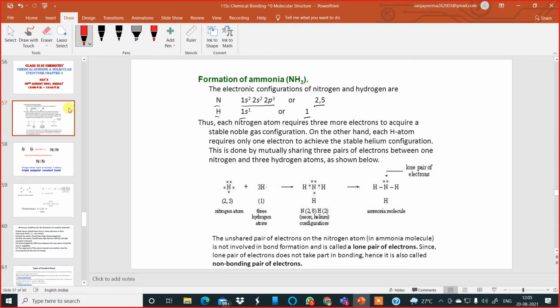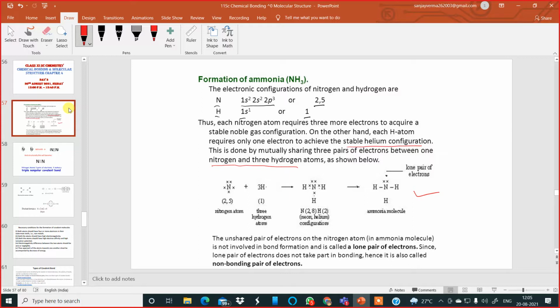Okay, so nitrogen requires three more electrons to acquire a stable noble gas configuration. On the other hand, each hydrogen requires only one electron to achieve the stable helium configuration, which is done by mutually sharing electrons between the nitrogen and hydrogen atoms. So this is how the formation of ammonia has been shown.